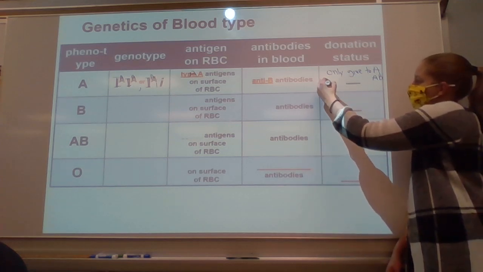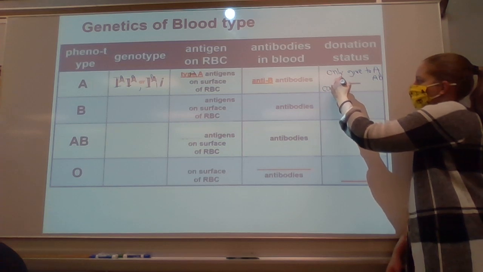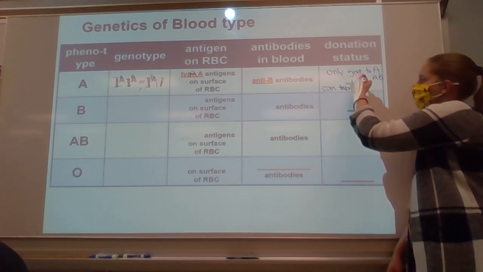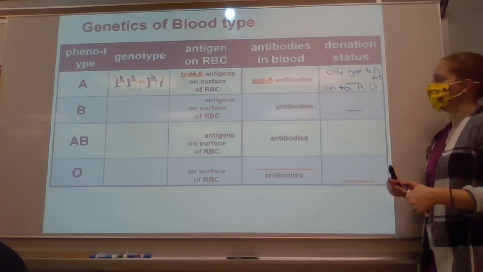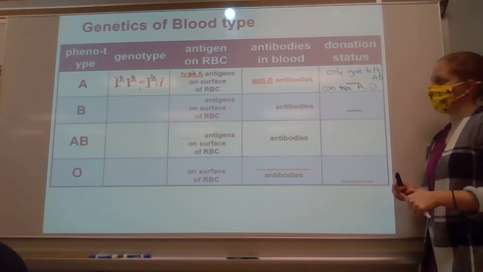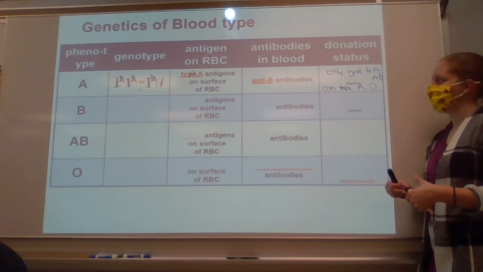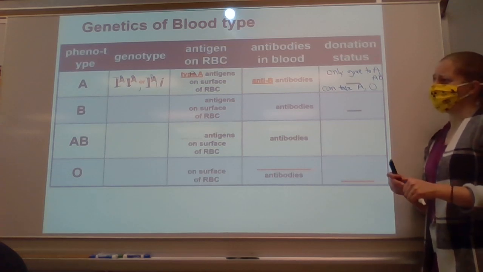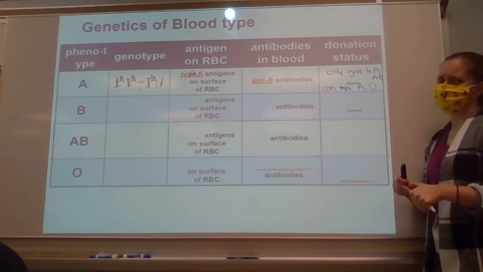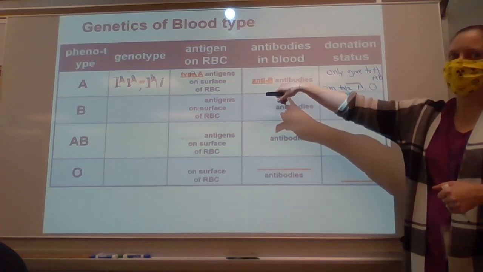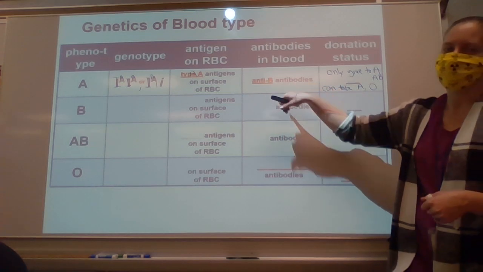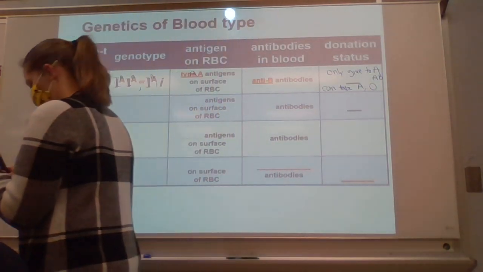You can take A or O. Obviously, you can get A-type blood donated to you. That's what you have. You can also get O-type blood because type O blood doesn't have any antigens on it at all, so your body's not going to attack it. Okay? If it has B antigens, it's going to get attacked. If it doesn't, you're going to be okay.